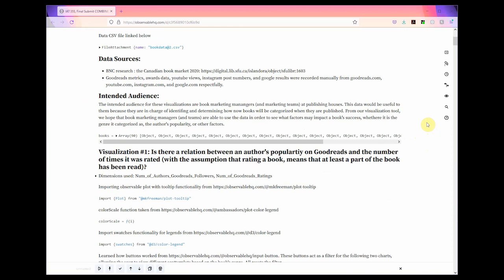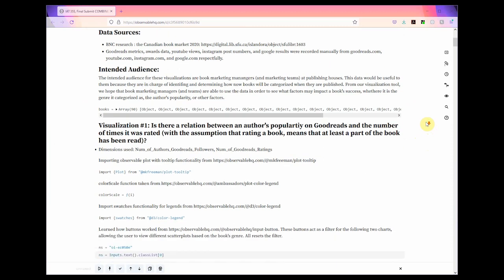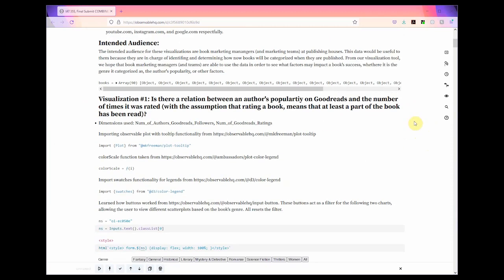Through our data visualizations, we want to help marketing managers and their teams analyze trends in publishing and choose the most effective marketing channels based on comparative titles in the same genre.